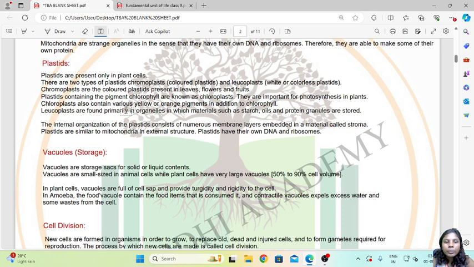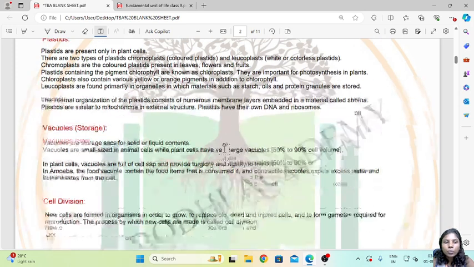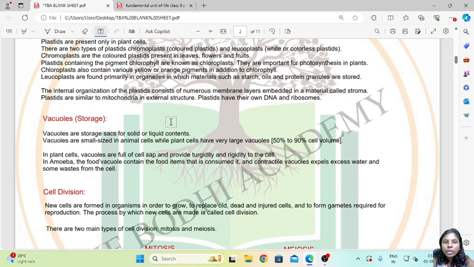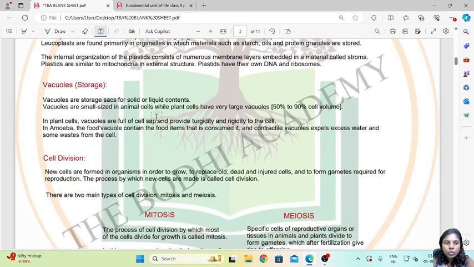Leucoplasts are found primarily in organelles in which materials such as starch, oils and protein granules are stored. The internal organization of plastids consists of numerous membrane layers embedded in a material called a stroma. Plastids are similar to mitochondria in external structure because even they have their own DNA and the ribosomes.